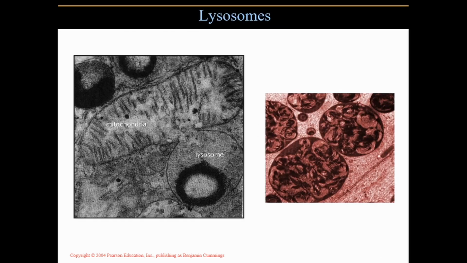Lysosomes contain enzymes within them that can break things down within a cell. It can also break down organelles. You can see this lysosome is combining with this mitochondrion, and it's breaking it down. This mitochondrion has outlived its usefulness, and so the lysosome's membrane joins with the mitochondrial membrane, and then it spews out its enzymes and degrades the mitochondrion.